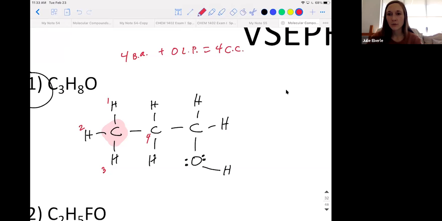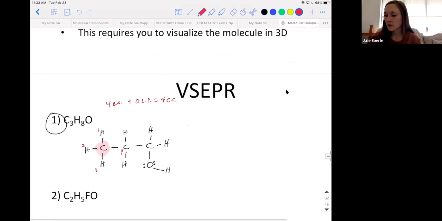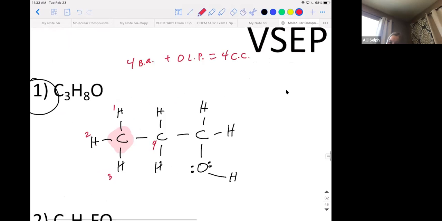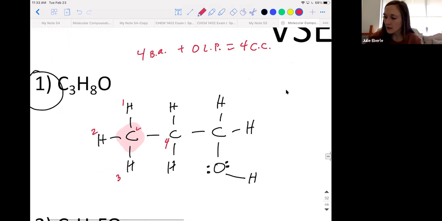Anybody remember the table? I wish I didn't have it 20 slides back or I would scroll to it. But if you look at the table, yes, thank you in the chat. I see it. We're going to name this tetrahedral.